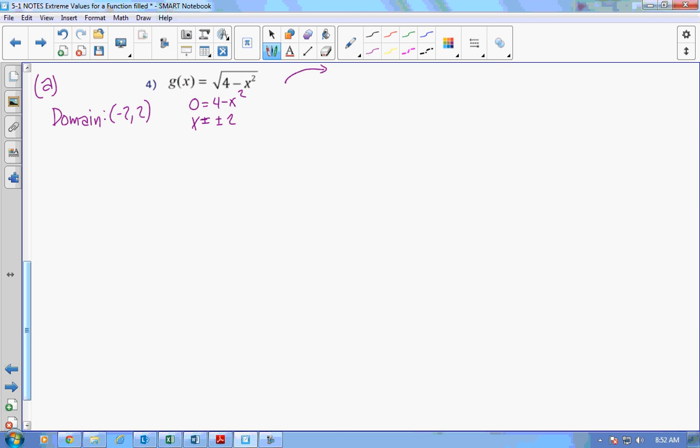Like that. Oh, in brackets. So you're saying anything between those would work? If I plug in positive 1, can I just take the square root of it? Square root of 4 minus 1 is 3. Can I take the square root of a positive 3?